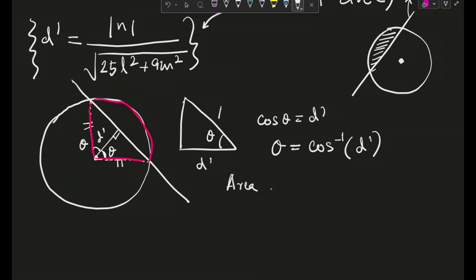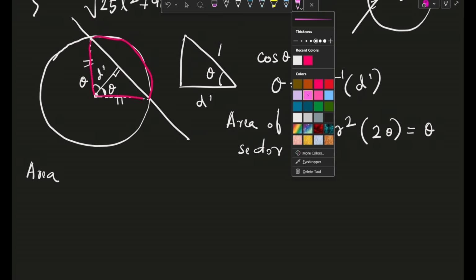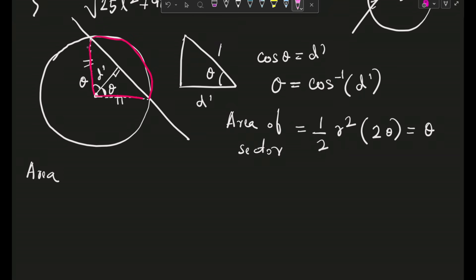Area of a sector is equal to half r square into the angle theta, but here it is not theta, it is actually 2 theta, right? The angle here is 2 theta. So it comes out to be equal to theta. Why? Because r square is 1. So this is the area of the sector. And next, the area of this thing that we are going to take, I'm again coloring, okay?